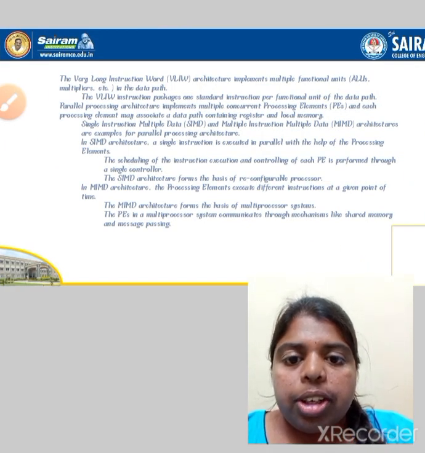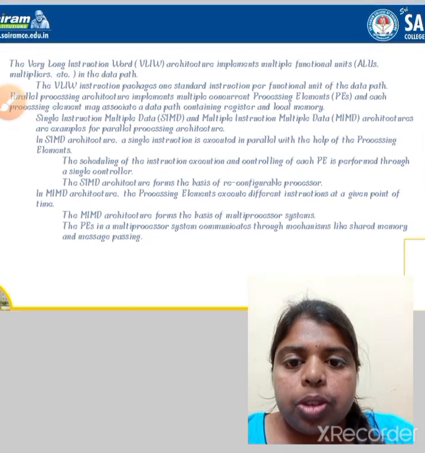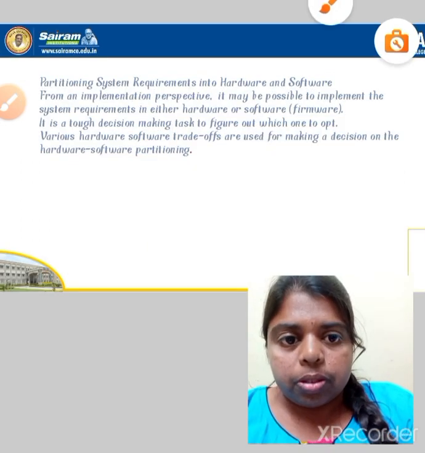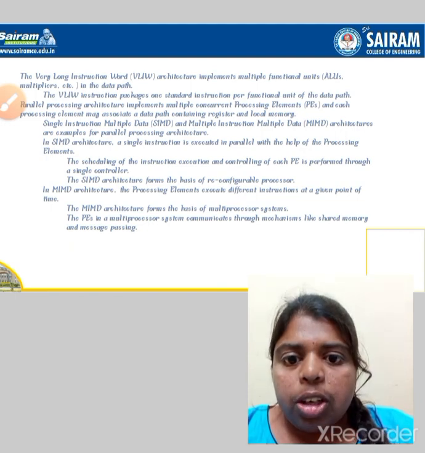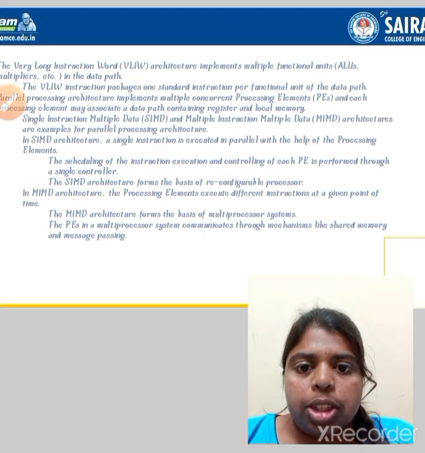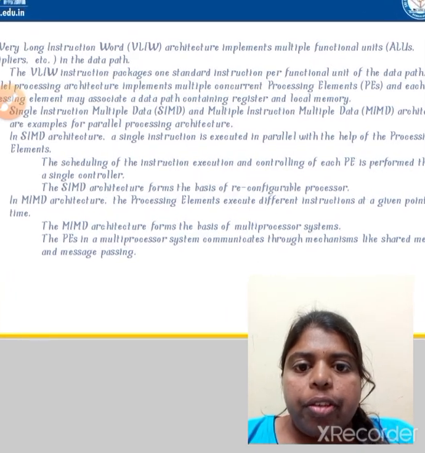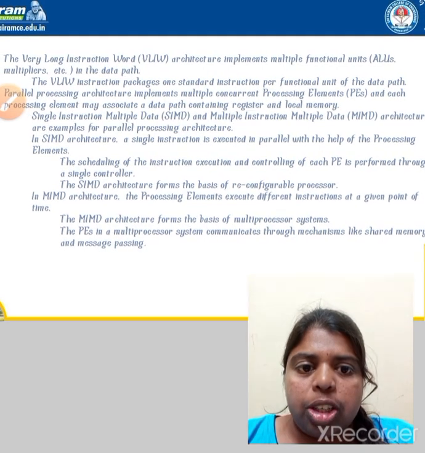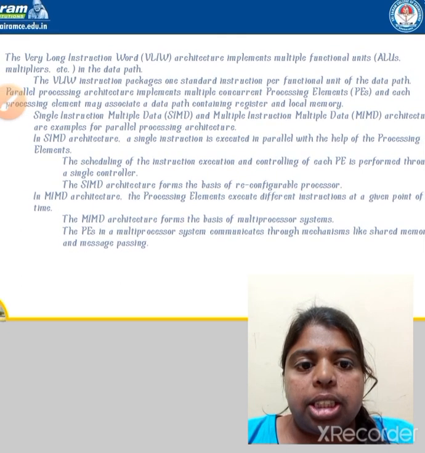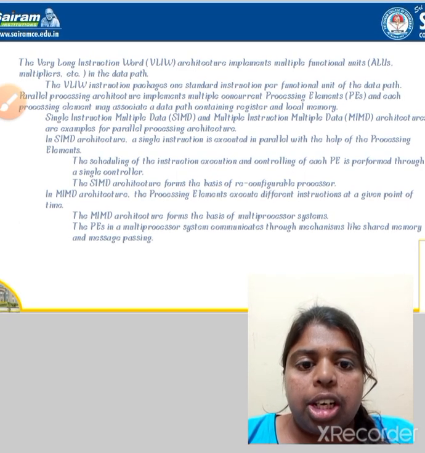The very long instruction word architecture implements multiple functional units in the data path. The VLIW instruction packs one standard instruction per functional unit of the data path. Parallel processing architecture implements multiple concurrent processing elements, and each processing element may associate a data path containing a register and local memory.